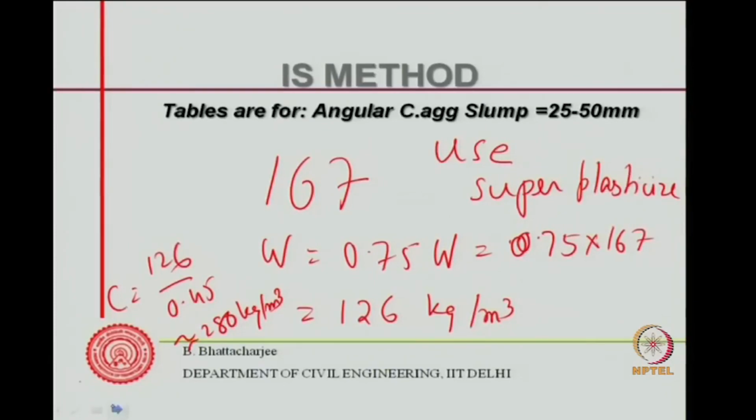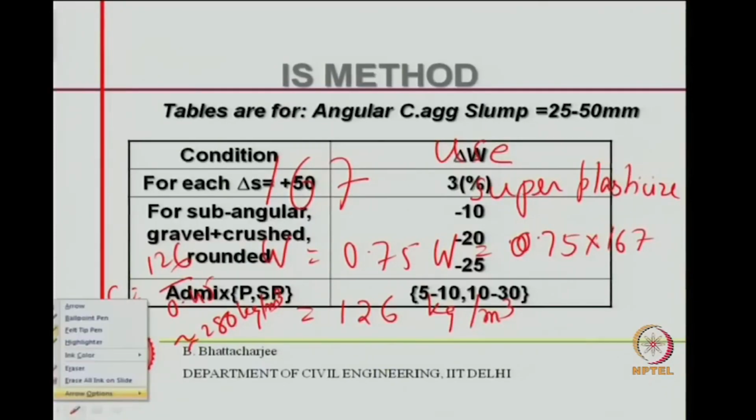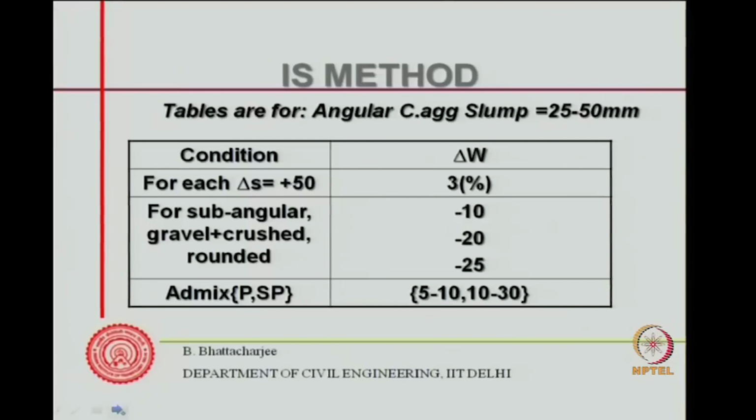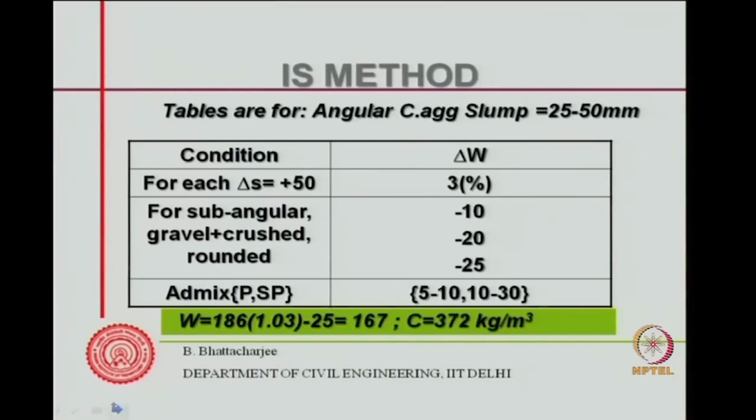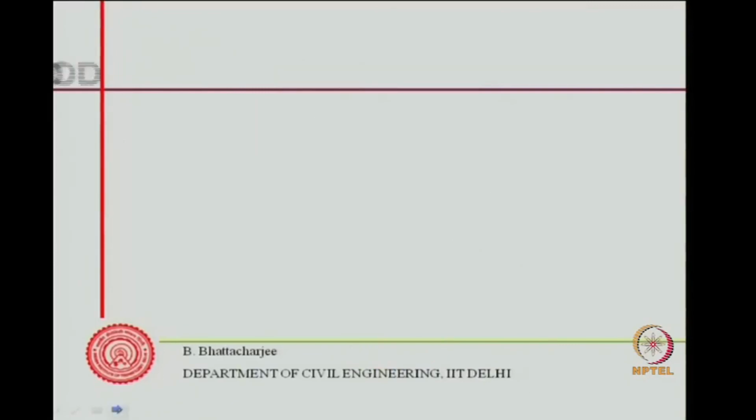Which you have seen earlier when we were talking about admixtures. Now in this particular case, for the control mix, your water is 167 and cement is 372 kg per meter cube. But if you use a super plasticizer, this will become 280, and this will become 126 or something like that. So anyway, this is how we select our water content.